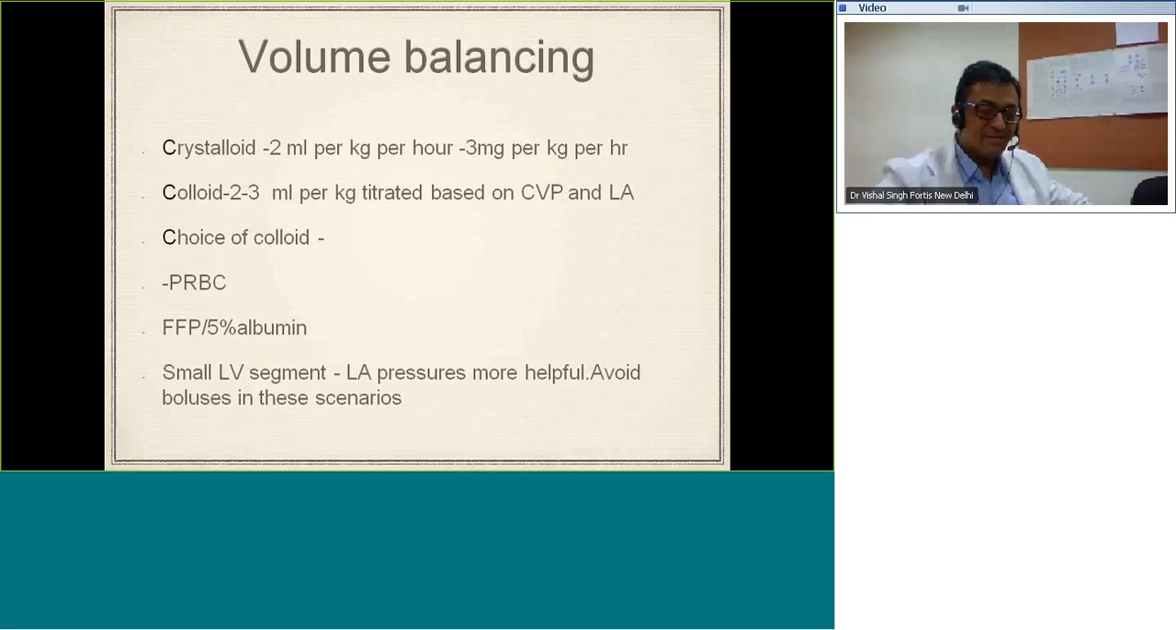Volume, you must have all learned that volume should be given to a tetralogy, but how much volume to be given? Now, for an open heart surgery, normally you advocate crystalloid to a level of 2 ml per kg per hour. In a tetralogy, maybe you can go to 3 ml per kg per hour. But if you have to go beyond 3 ml, always titrate your CVPs and LAs adequately. Don't overdo the volume, because that is all going to go into the lungs, especially the crystalloid volume.